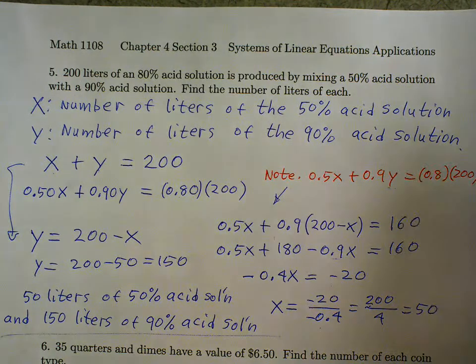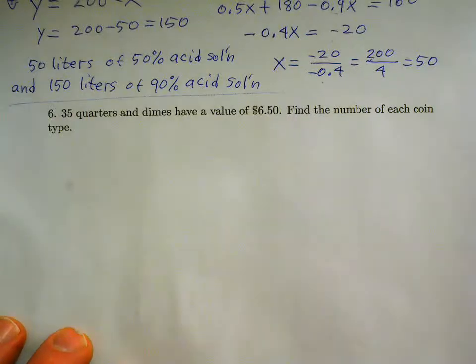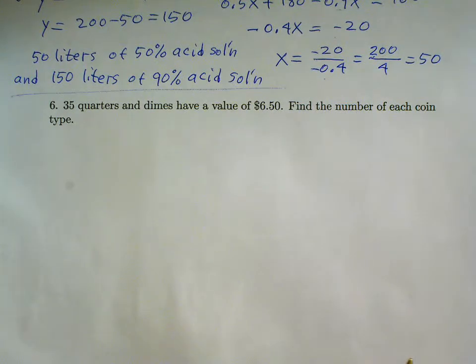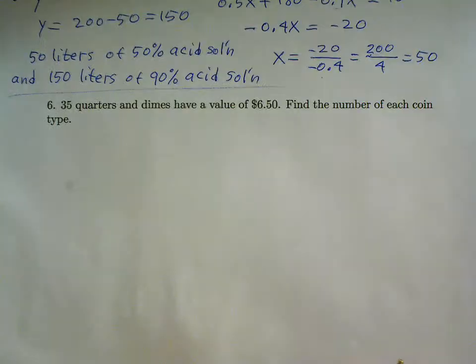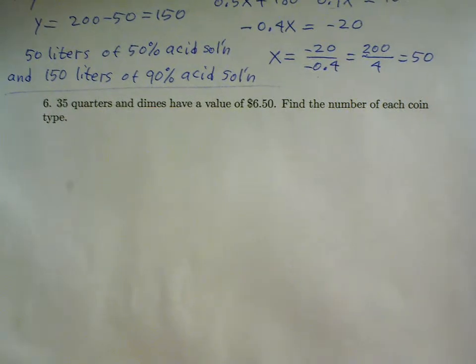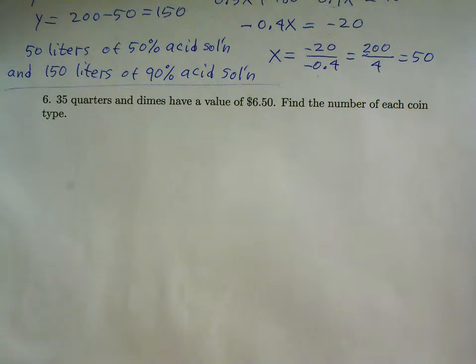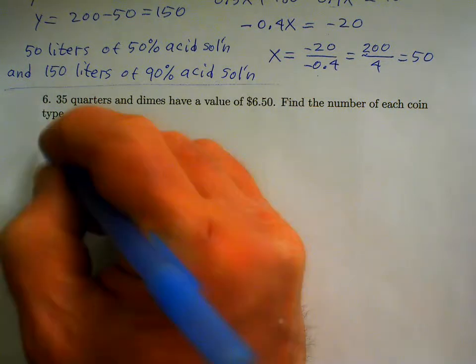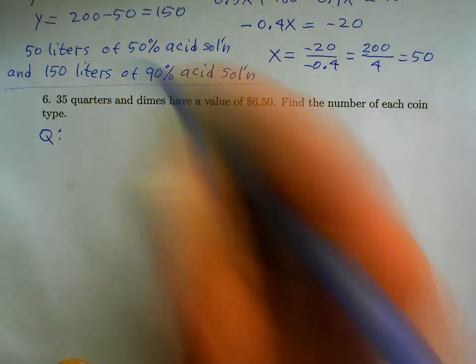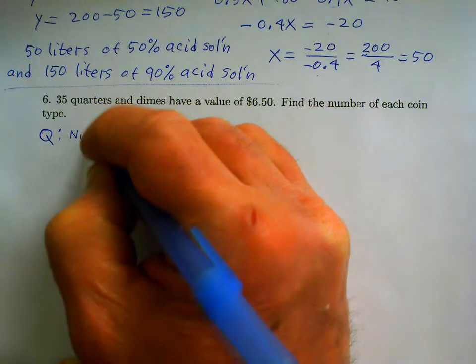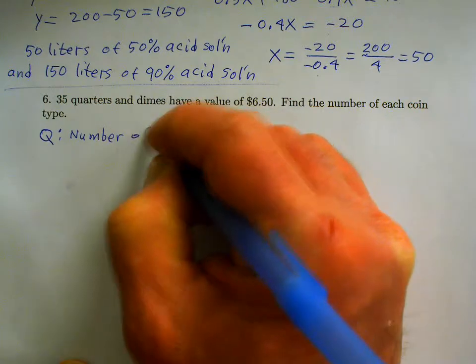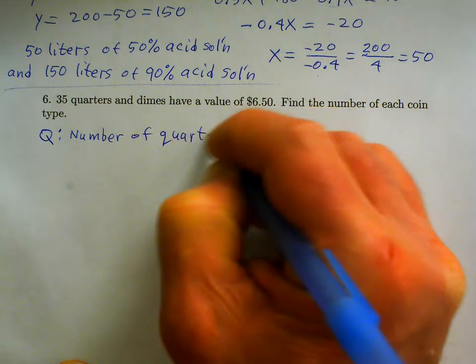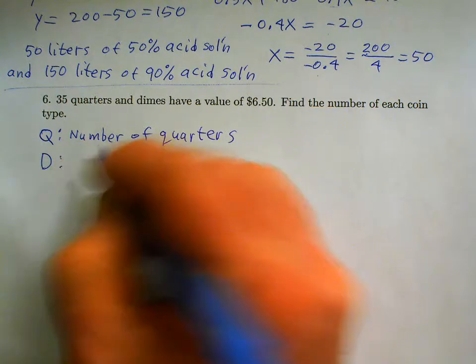Hey, the next one. So this next one might seem easy compared to some of the other ones. 35 quarters and dimes have a value of $6.50. Find the number of each coin type. So we have quarters and dimes. So let Q be the number of quarters. And let D be the number of dimes.